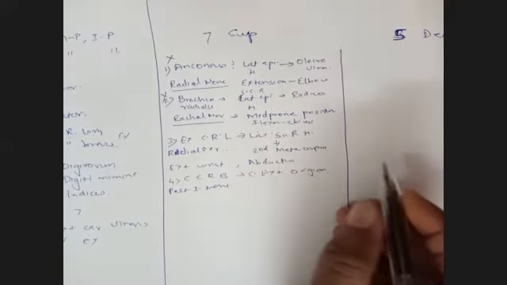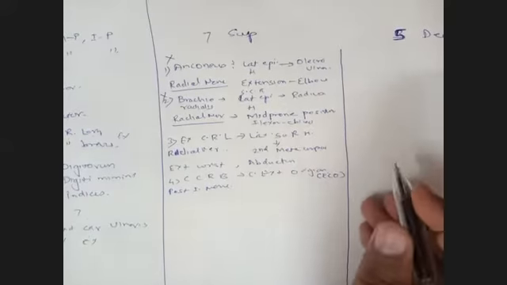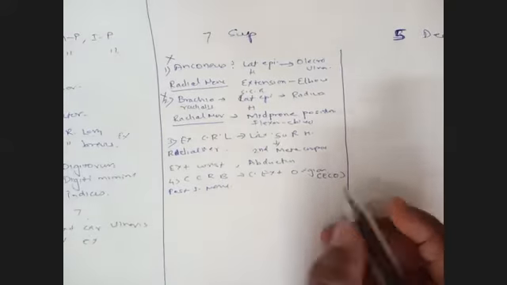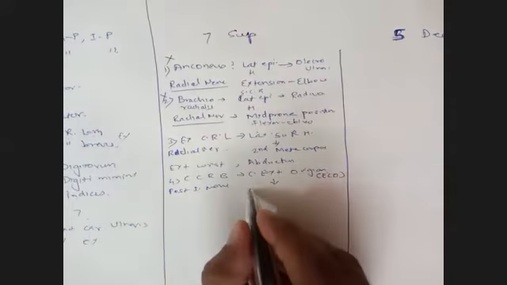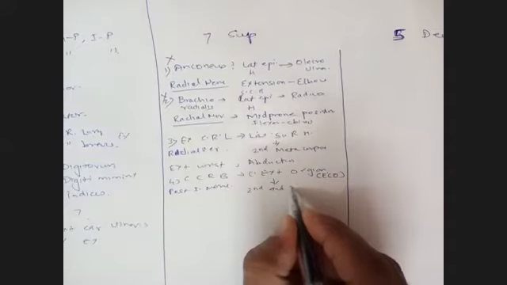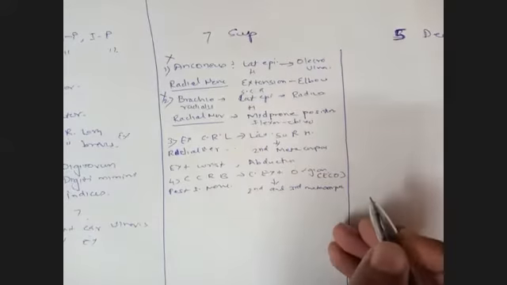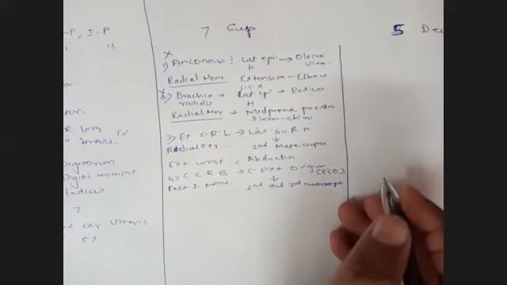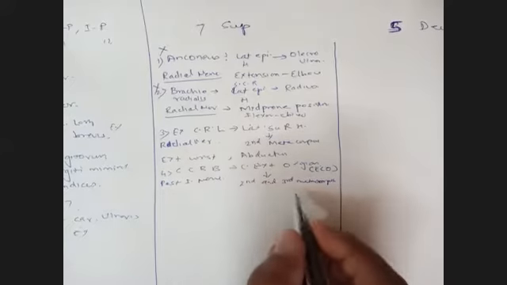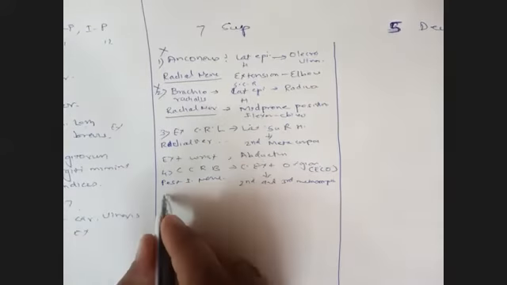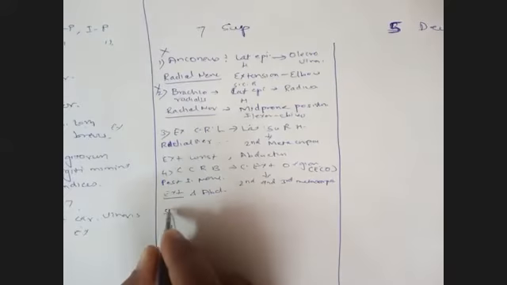All the origins now will be from the common extensor origin. For medicos, this is the CEO, Chief Executive Officer. When we talk about it, for medicos, it is the common extensor origin. Okay, and then it gets inserted on the second and third metacarpal. Posterior interosseous nerve. And the action will be the same as this, extension of the wrist and abduction.